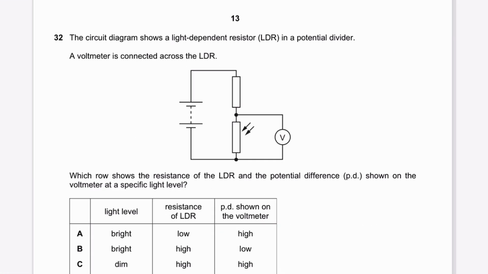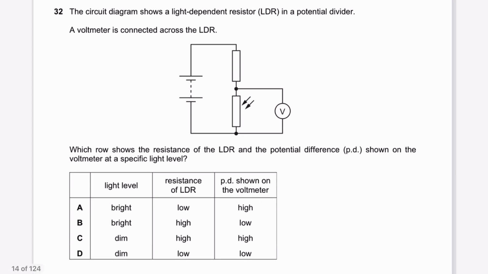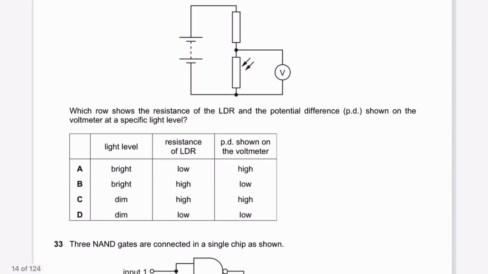32. The circuit diagram shows a light-dependent resistor, LDR, in a potential divider. A voltmeter is connected to the LDR. Now the voltmeter is connected in parallel to the LDR. Which row shows the resistance of the LDR and the potential difference shown on the voltmeter at a specific light level? Now, if the light is bright, obviously the resistance of the LDR is low. That's why it's allowing it to be bright. If the resistance was high, then the light would be dim.